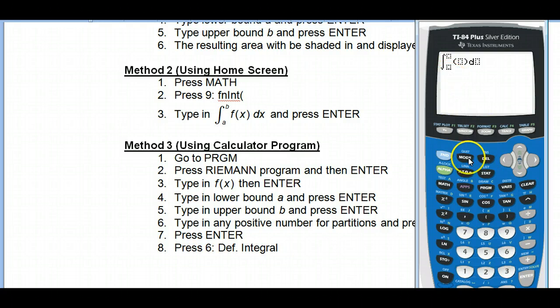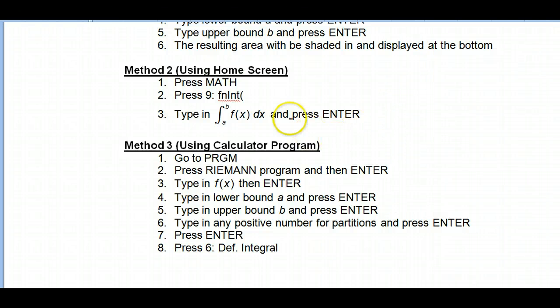So you just type it in. We type in 0, and then use your arrows to go up or down. So we go up, and I'll type in 4, and then we'll go over, and I want to type in square root of x, and then I'll go over, and don't forget the last part is to put in a dx. And you'll get the same answer that we got when we graphed it.